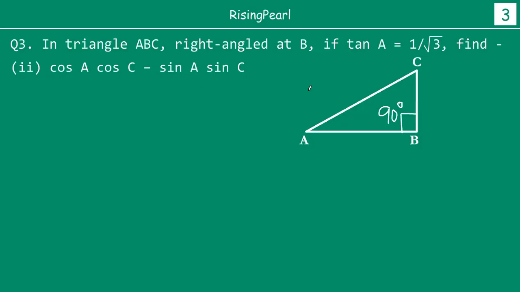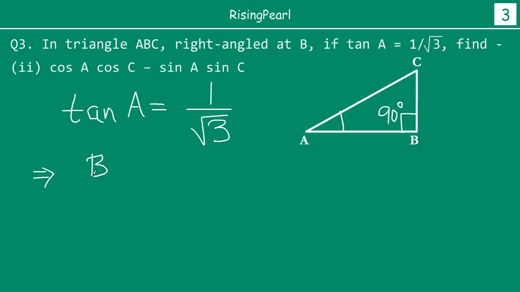So like we always do, first we have to find out the three sides. That way we will know what each of these ratios mean, right? So what do we know here? If this is my angle A, then tan A is given as 1 by square root 3. It's 1 divided by square root 3. But we also know tan A in terms of the ratios: tan A is BC divided by AB.